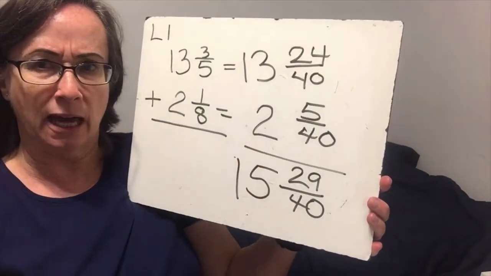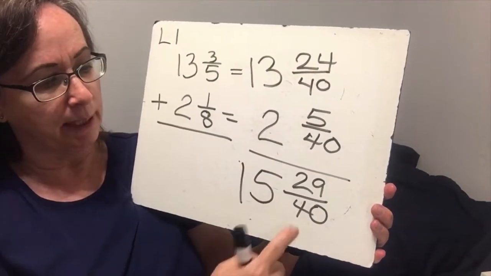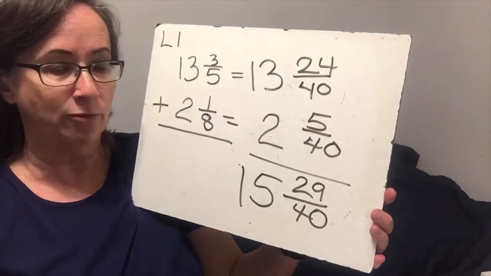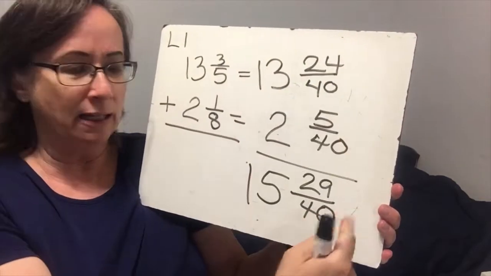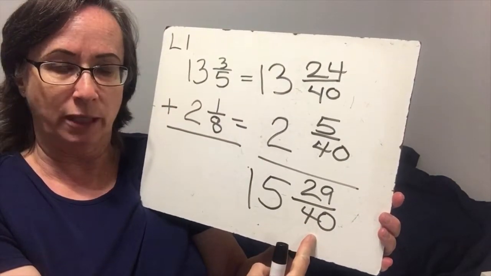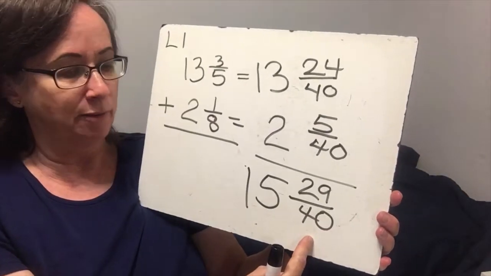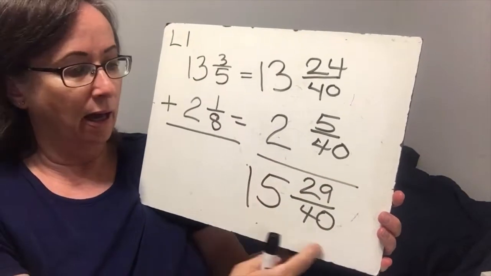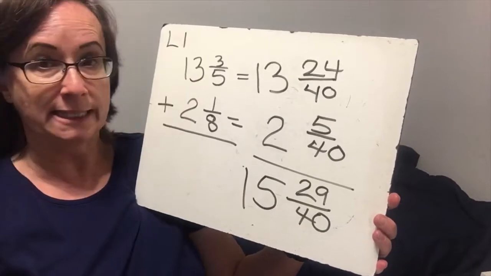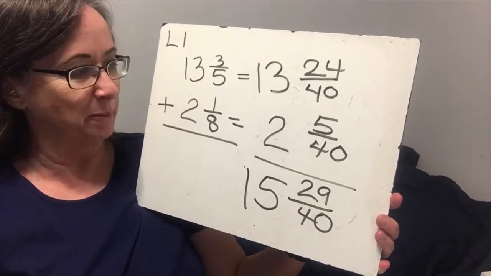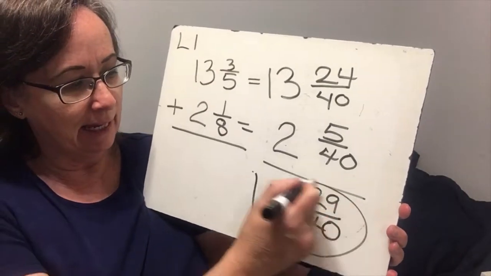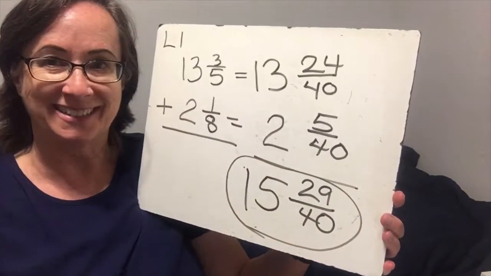Now this one does not need any simplification because my 29 is less than my 40. If when I added I got to a number bigger than 40, then I would have to simplify and bring a whole over here, which we will see before we finish up here. But this one is done and needs no further simplification.